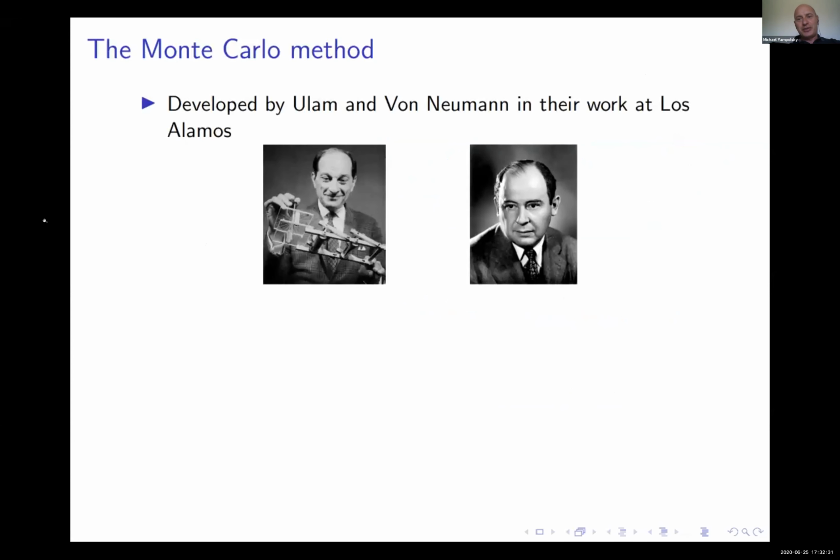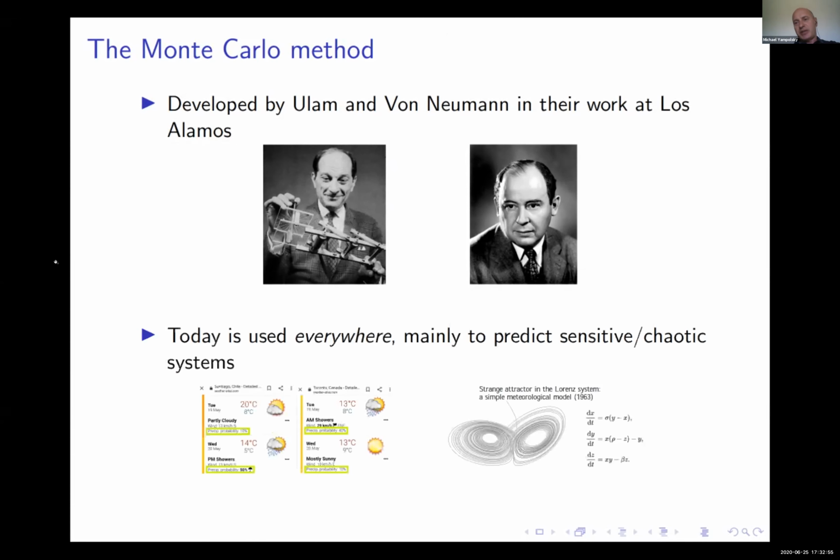I'm going to start. The Monte Carlo method was developed by Stanislav Ulam and John von Neumann in 1946 in their work on nuclear bombs at Los Alamos. And it has since become ubiquitous in numerical simulation of nonlinear dynamics. It was impossible in 1946 for those computers to simulate a nuclear explosion, but it's still impossible.